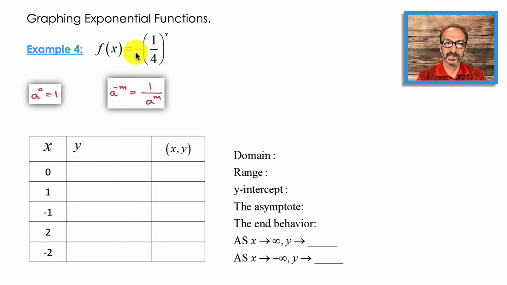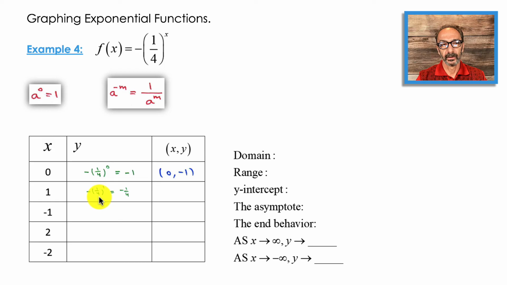1/4 to the power x, but with negative up front. So it's just like the first example, exponential decay, but reflected about the x-axis. Take your time, plug in some numbers. 0. 1/4 to the power 0 is 1. With the negative outside, that's -1. So 0, -1.